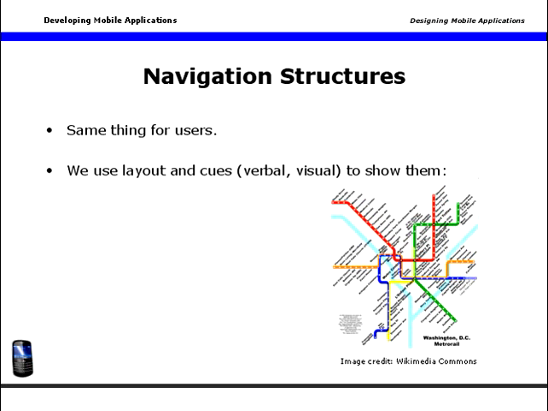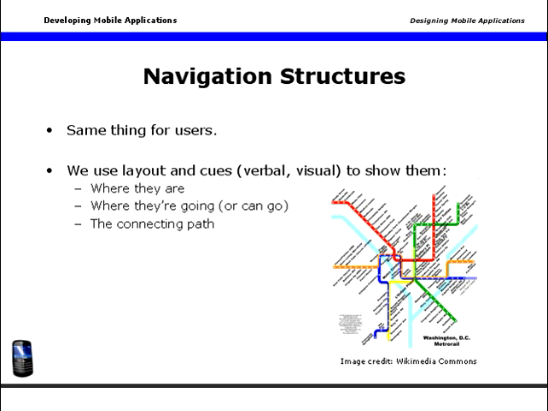We use screen layout elements and cues which may be verbal, or written in our case, or graphic, visual, to show them where they are, where they're going, or where they can go, and the path that connects the 2 points, which is also called the click-through path. All of this leads us to crafting the user's experience.